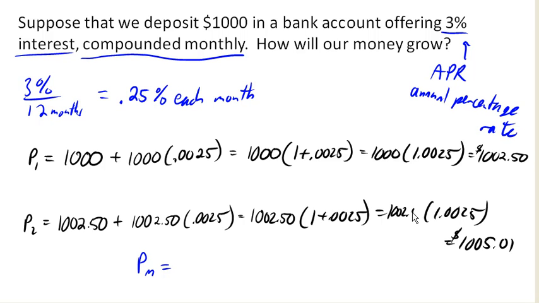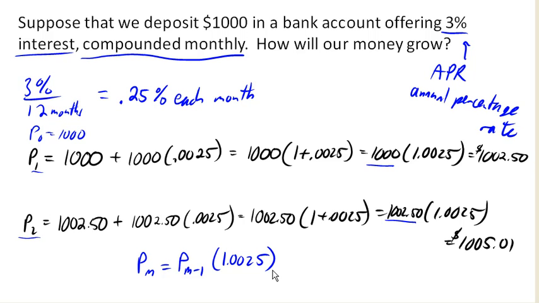So the amount that we have after each month is the previous amount, right? Because here I started with $1,000. The previous amount times 1.0025. After 2 months, I have the amount from the month before times 1.0025. So after m months, the amount that I'll have will be the amount from the previous month times 1.0025. And that's going to come in handy in a minute.